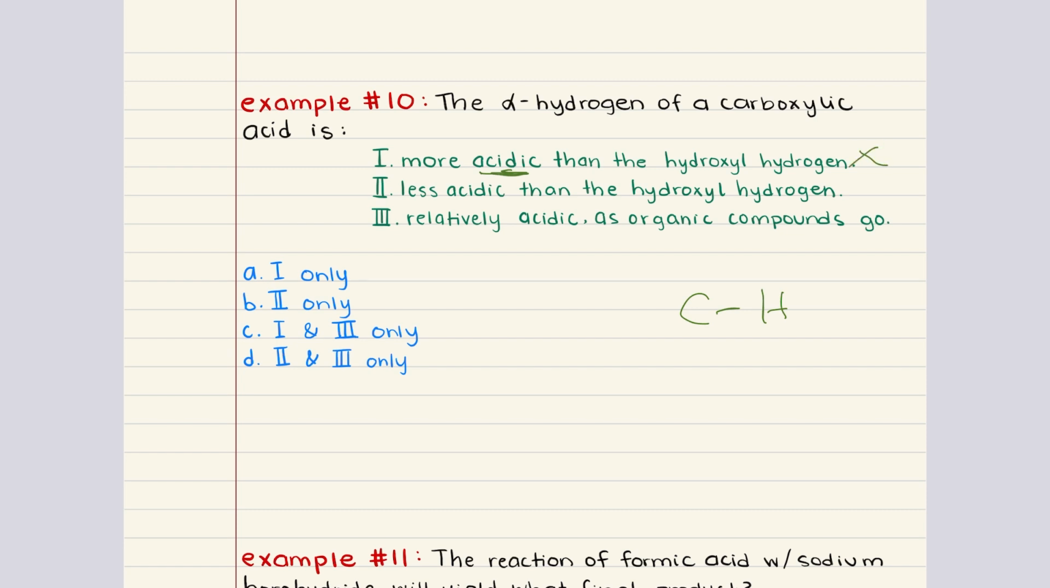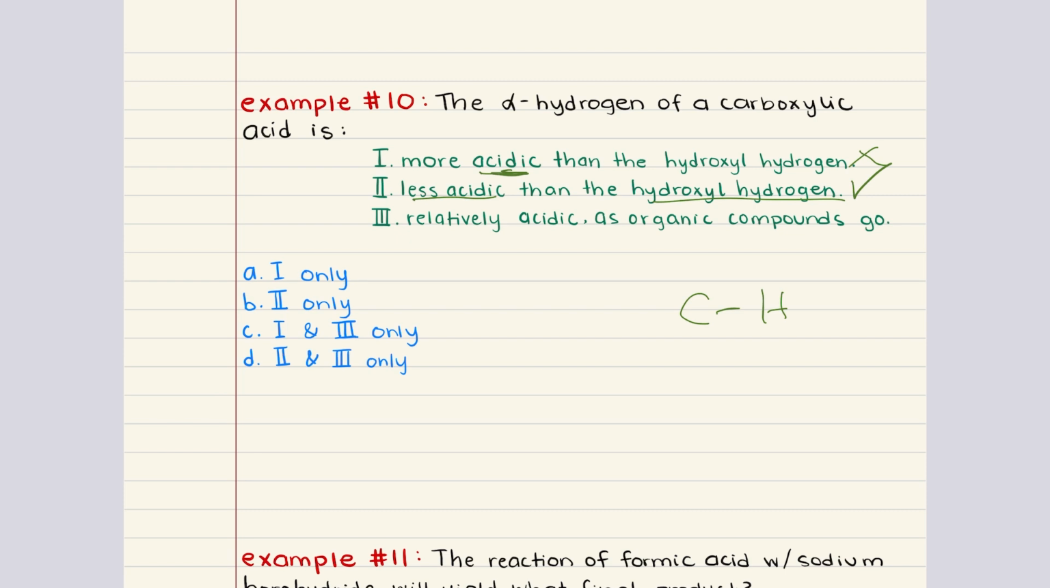Statement 2 says the alpha hydrogen is less acidic than the hydroxyl hydrogen. This statement is true. As we just discussed, the hydroxyl hydrogen is more acidic. The alpha hydrogen can still be removed under certain conditions, like with a strong base, but it is not as readily lost as the hydroxyl hydrogen. So statement 2 is correct.